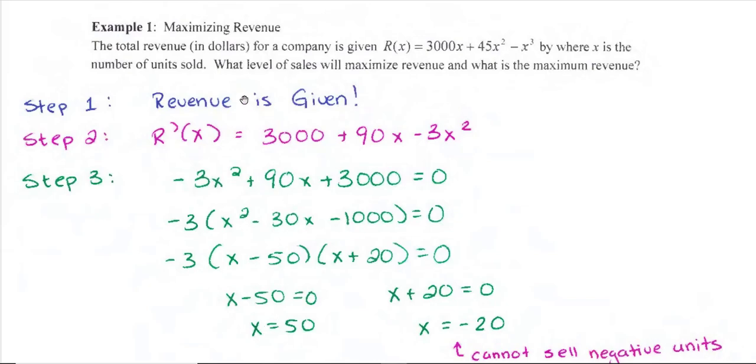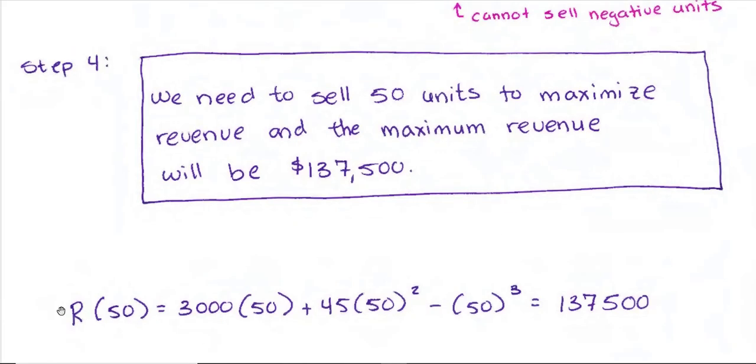Now again, x is the number of units sold. So what level of sales will maximize the revenue? In other words, how many units do I need to sell to get my maximum revenue? X is the number of units, so that's 50. What is the maximum revenue? Well, here's the revenue for x number of units, and I know that I need 50, so I'll plug 50 in there, like I did down here, and you can see that we need to sell 50 units to maximize the revenue, and the maximum revenue will be $137,500.